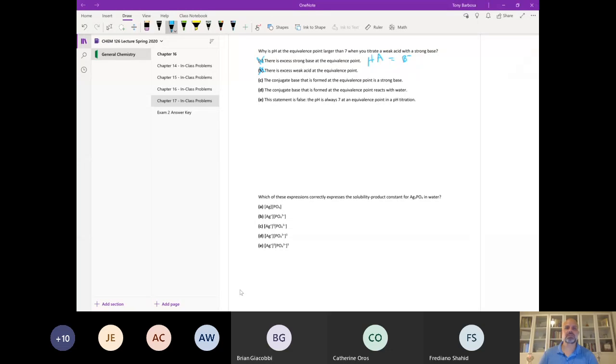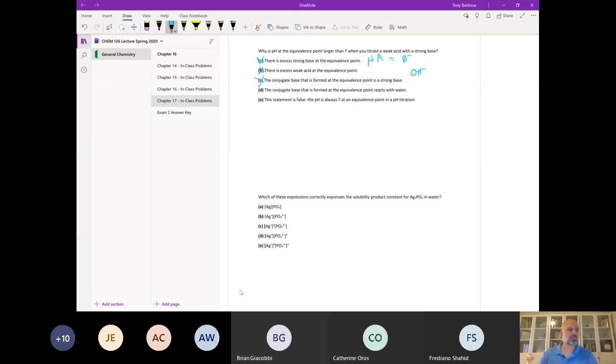The conjugate base that is formed at the equivalence point is a strong base, right? It's not. In the last example, we were talking about the acetate ion. It's not a strong base. Typically when we're talking strong bases, we're talking hydroxide ions. Hydroxide ions are one of the strong bases we discussed. And the conjugate base is not. It's going to be the conjugate base of a weak acid, which is a weak base. All right, so that's not correct either.